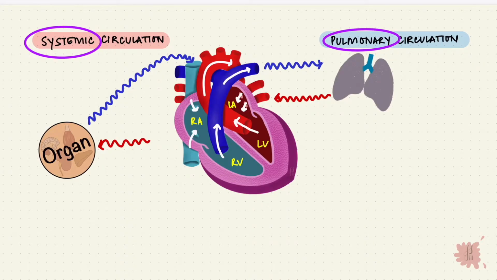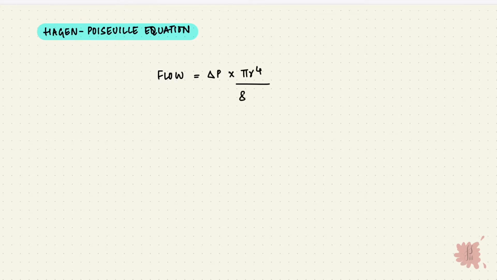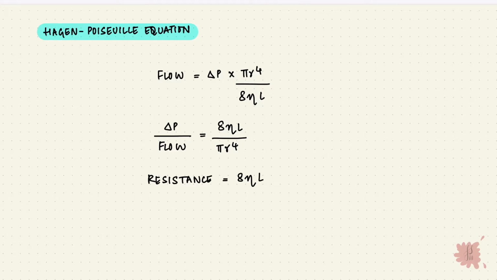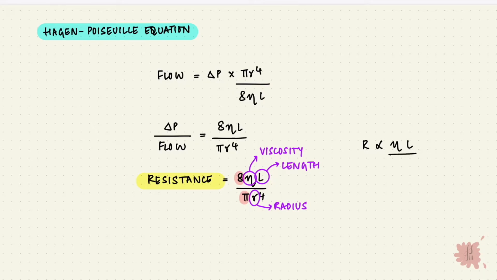Now we're going to try and understand resistance in vessels by using one of the most important equations in fluid dynamics, and that's the flow is equal to the change in pressure into pi r to the power of 4 over 8 eta L. Now if we rearrange this equation, we get resistance, which is 8 eta L over pi r to the power of 4. Eta is the viscosity, L is the length, and r is the radius of the vessel. 8 and pi are constants. So resistance is proportional to viscosity and length and inversely to the radius. But the radius is to the 4th power, so it's a really important factor.